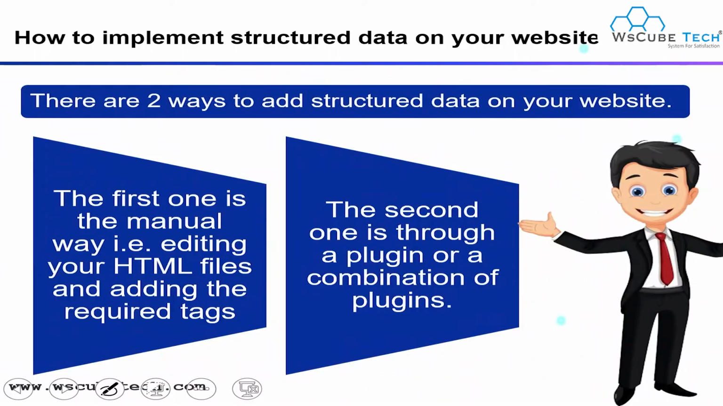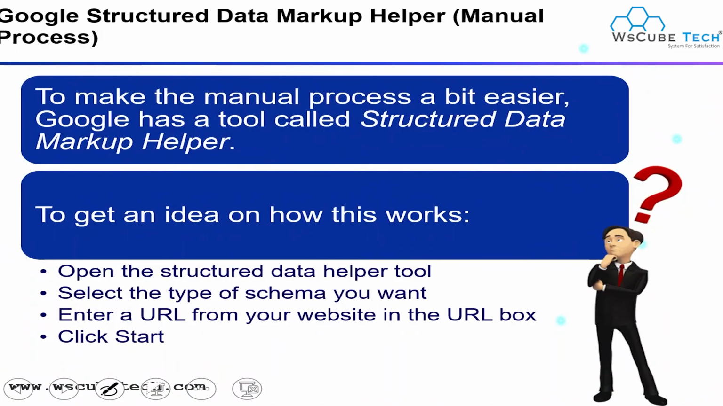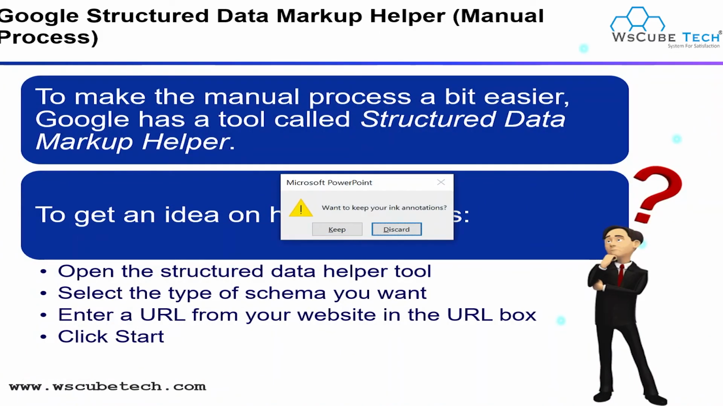Now the question is how to implement it. One way of implementing this is manual editing, which I already explained, with the help of technicalseo.com. Here you can manually create that and simply add it in the head section of your website. And the second way is to add it through a plugin. Now let me explain how you can do it with the help of a particular plugin.